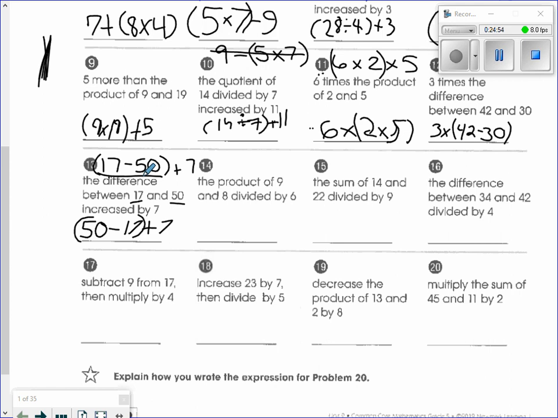I know, God forbid, I'm telling you to pay attention. Oh, no. The difference between 17 and 50. 50 would need to go first in 5th grade. Now, when you get in higher grades and they ask you to do this, your teacher will probably tell you to do something different. In 5th grade, bigger number goes first. The product of 9 and 8 divided by 6.